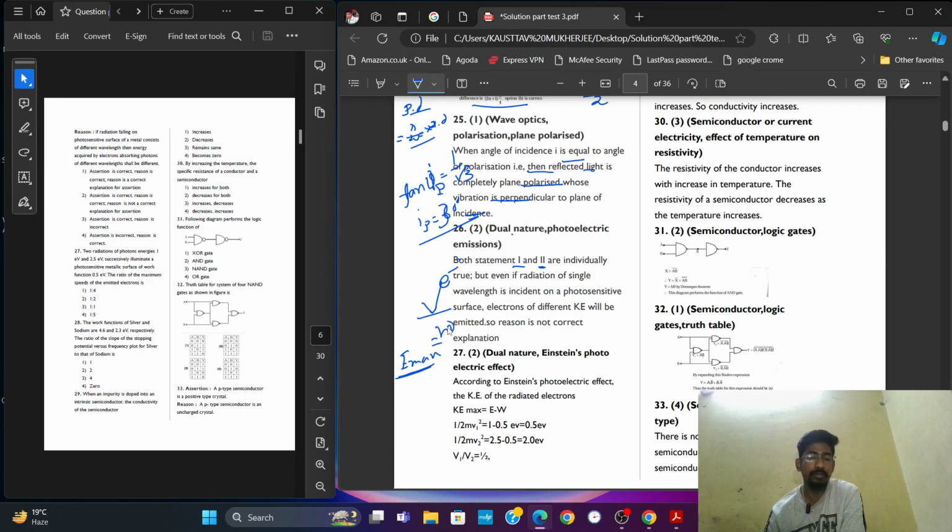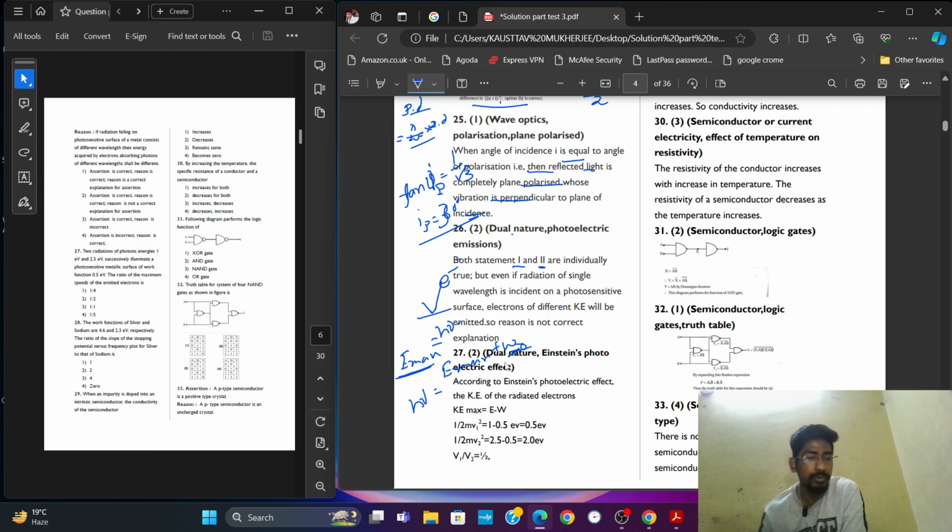Which is equal to, sorry, h nu equals Emax plus W naught. W naught is the work function. That means the assertion is correct, but the reason is not the correct explanation of the assertion. Okay, I'm moving on to the next question.